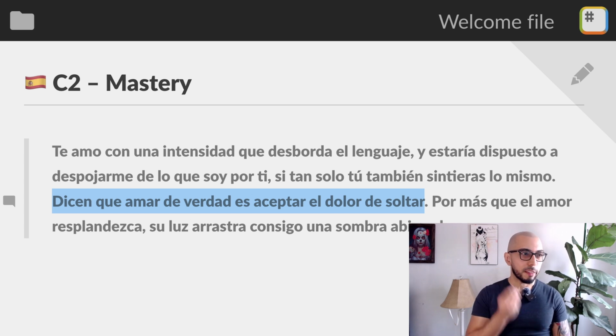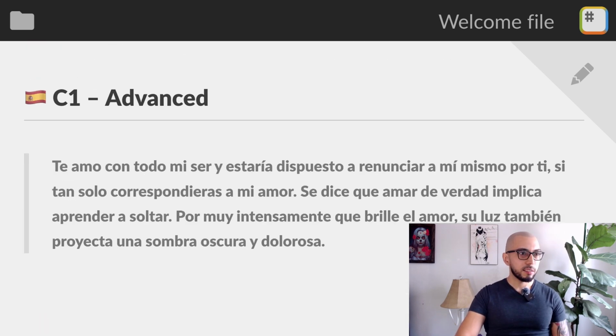Dicen que amor de verdad, the idea of true love keeps carrying from the B level. Dicen que amor de verdad es aceptar el dolor de soltar. It's a subtle difference from B2. In B2, we saw they say that true love implies learning to let go. So, true love, once you found it, you'll know because it means that you recognize that you need to learn how to let go. Okay, yeah, that's true.